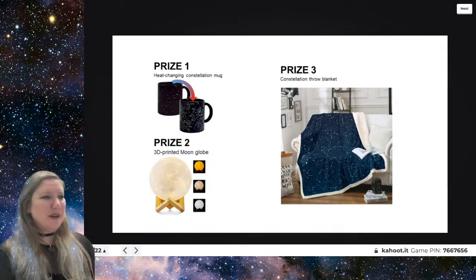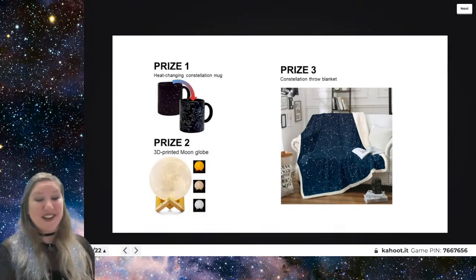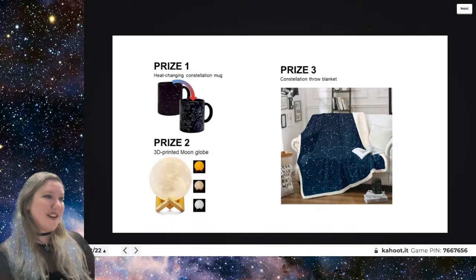A cozy blanket is very necessary, I think, for weather like we've had today in Toronto. It was about -20 all day, and it was very, very cold. So a cozy throw blanket with constellations on it is just what the doctor ordered.